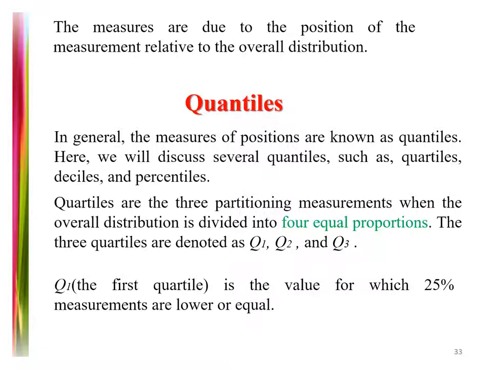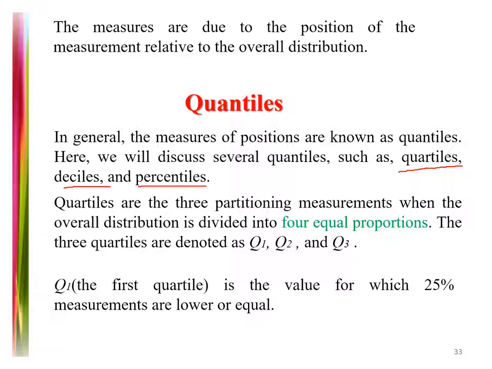All right, so misses are due to position of the measurement relative to the overall distribution. In this case, measures of position are sometimes called quantiles. In general, the measures of position are known as quantiles. Here we will discuss several quantiles such as quartiles, deciles, and percentiles.